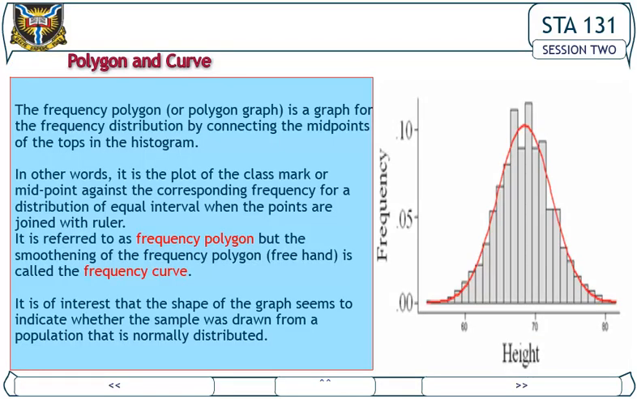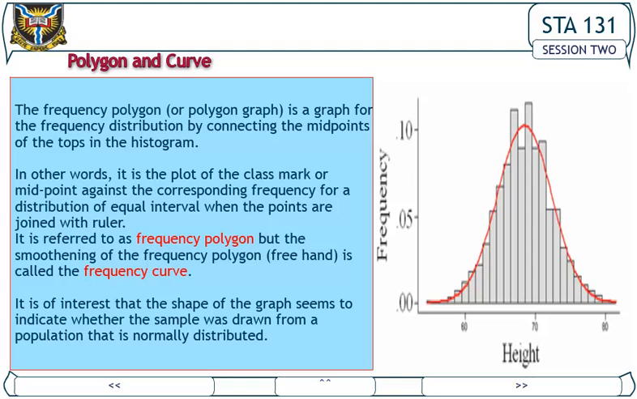Polygon and curve. The frequency polygon, or polygon graph, is a graph for the frequency distribution made by connecting the midpoints of the tops in the histogram. In other words, it is the plot of the class mark or midpoint against the corresponding frequency for a distribution of equal interval when the points are joined with a ruler. It is referred to as a frequency polygon, but the smoothing of the frequency polygon freehand is called the frequency curve.